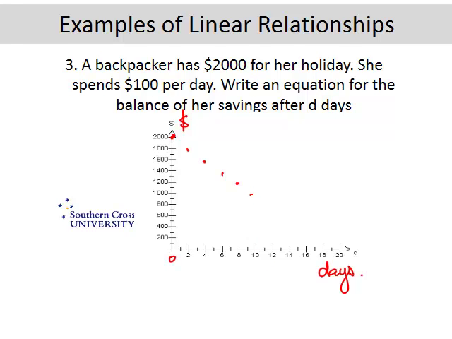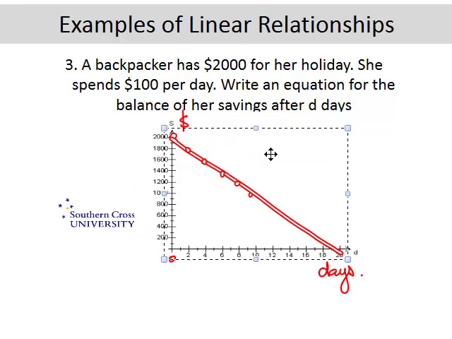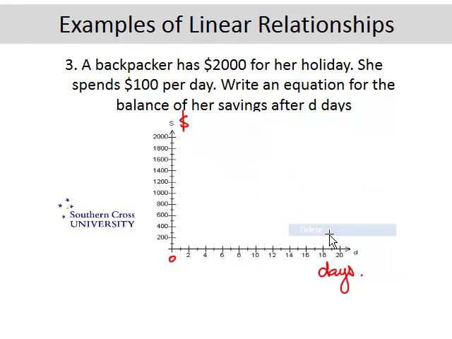Okay, so if we keep that going, it should go like this. That's not as accurate as it should be. What I'll do is redraw that, because we know that basically her savings will last 20 days. So that's a little bit closer.